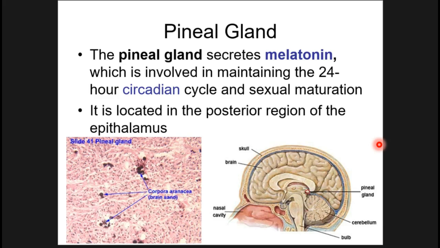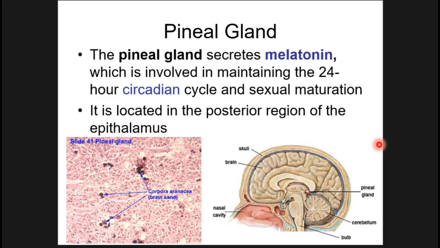As it gets dark, you're supposed to receive that light information from your retinas, and that sends a signal back to your pineal gland. And as it gets darker, it's going to release more melatonin until you go to sleep. Then when it becomes light outside, your melatonin level should drop, and you should be awake.